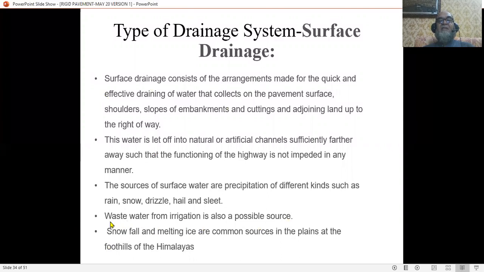So, as a highway engineer, taking into consideration the local conditions, we also take care of this extra source of water. We need to take care of this, otherwise the pavement will get damaged. And then snowfall and melting ice are also common sources if you are talking about roads in mountainous areas.